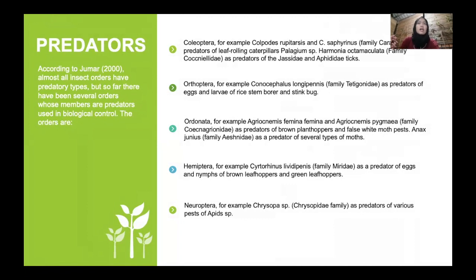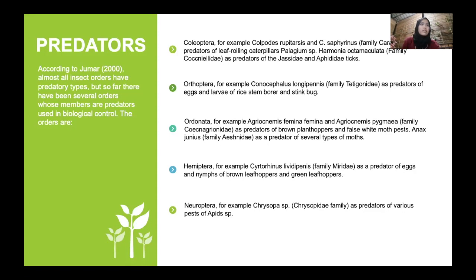According to Junar, almost all insect orders have predator types, but so far there have been several orders whose members are predators used in biological control. The orders are: first, Coleoptera, for example Coelophora, Ropalidia, and Ophionea, family of Carabidae, as predators of leaf-rolling caterpillars Pelagium sp. Second is Orthoptera, for example Conocephalus longipennis, family of Tettigoniidae, as a predator of eggs and larvae of rice stem borer and stink bug.